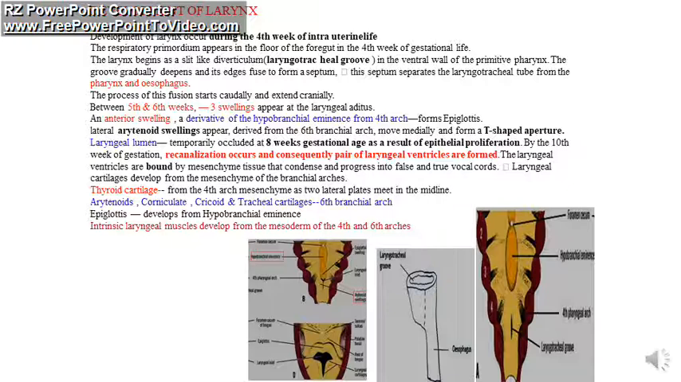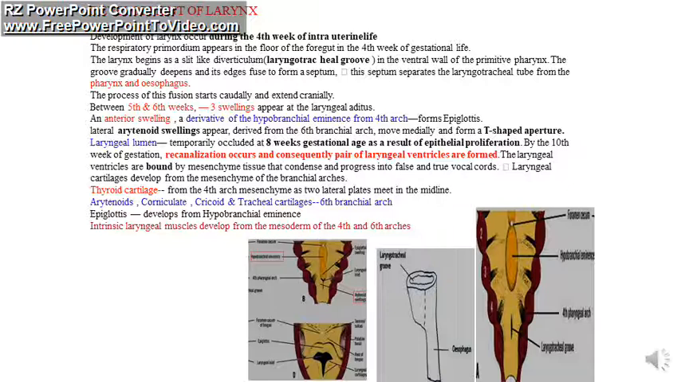The groove gradually deepens and its edges fuse to form the septum. This septum separates the laryngotracheal tube from the pharynx and esophagus. The process of this fusion starts caudally and extends cranially.